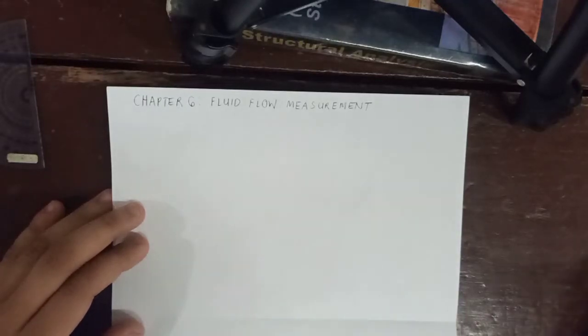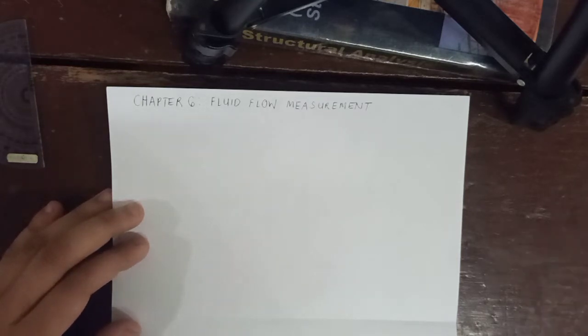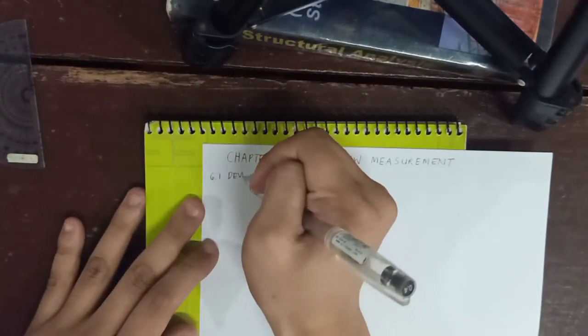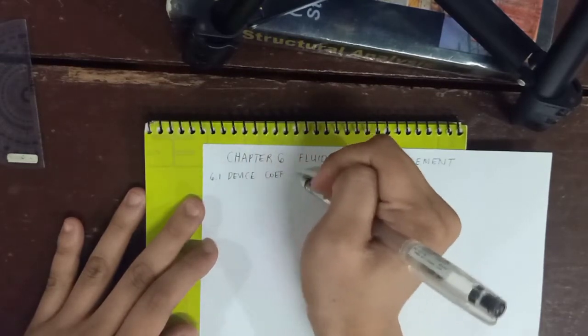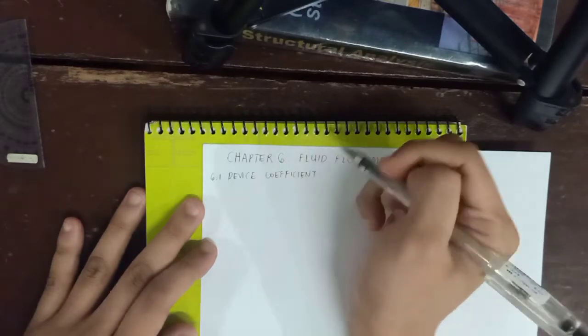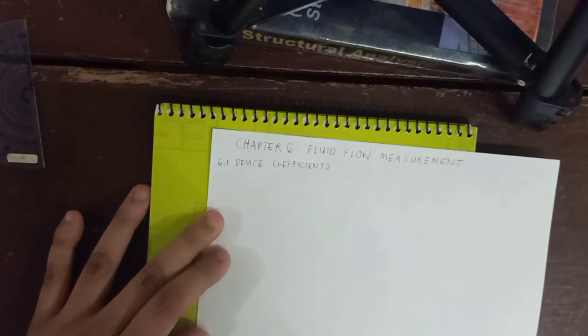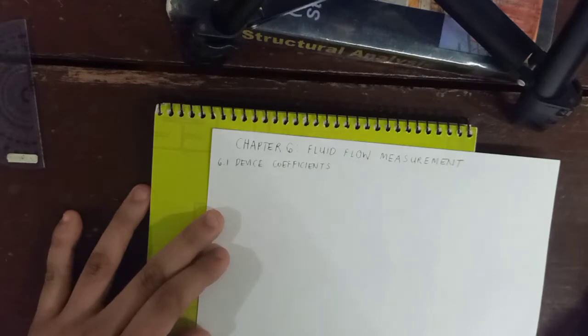So good day! In today's video, I will be explaining to you fluid flow measurement. The first topic would be device coefficient. Under the device coefficients, there are subtopics. It would be coefficient of discharge, or just simply C or C sub D. Second is coefficient of velocity, which is abbreviated as C sub V. And lastly, contraction, which is C sub C.